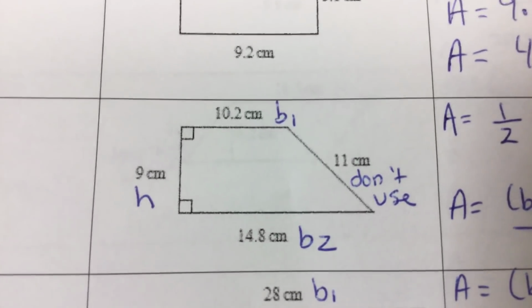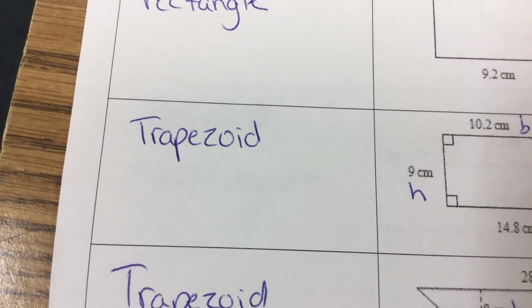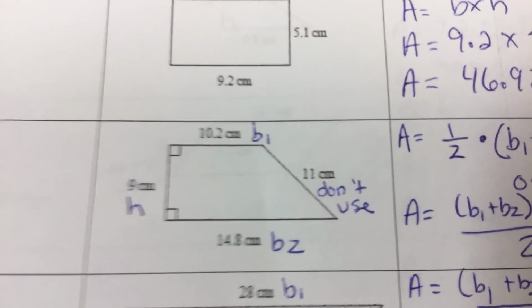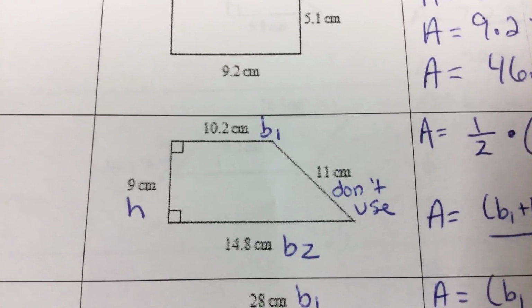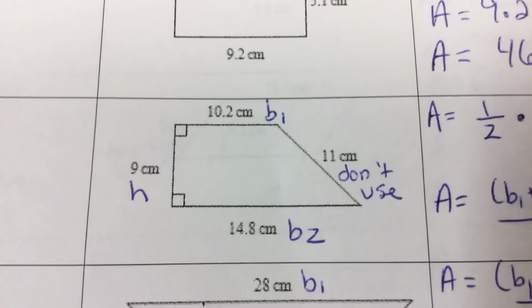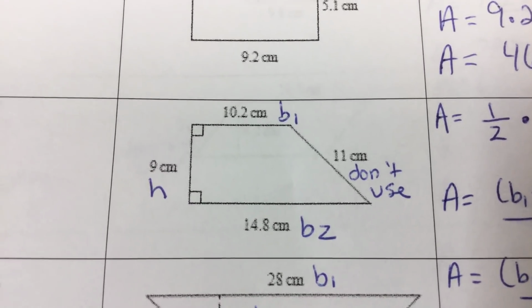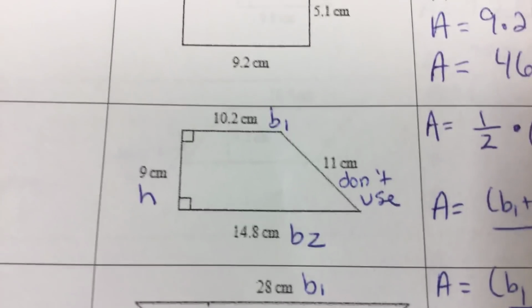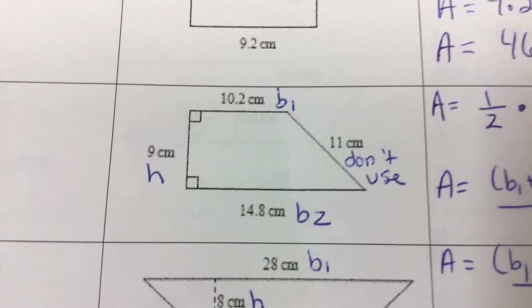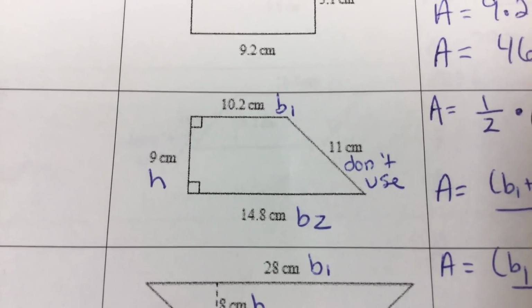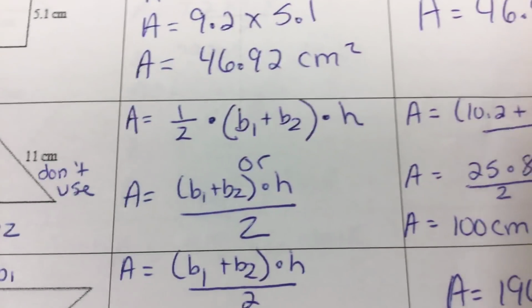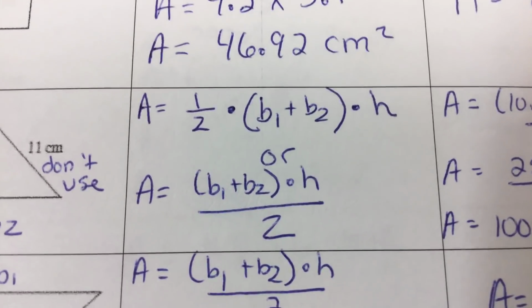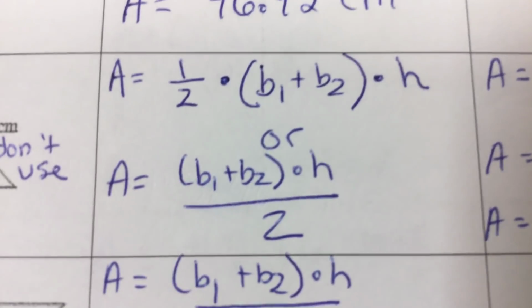Now here's where it gets interesting. This shape right here has a lot of numbers, and it's called a trapezoid, okay? So remember I told you about the lines that are slanted? Do you see that 11 centimeters, which is slanted? We do not want to use any line that is crooked. So that means we're going to use the 10.2, the 14.8, and the 9, because the trapezoid has a bigger formula. In fact, it has 2 formulas, and you can pick the one that you like.